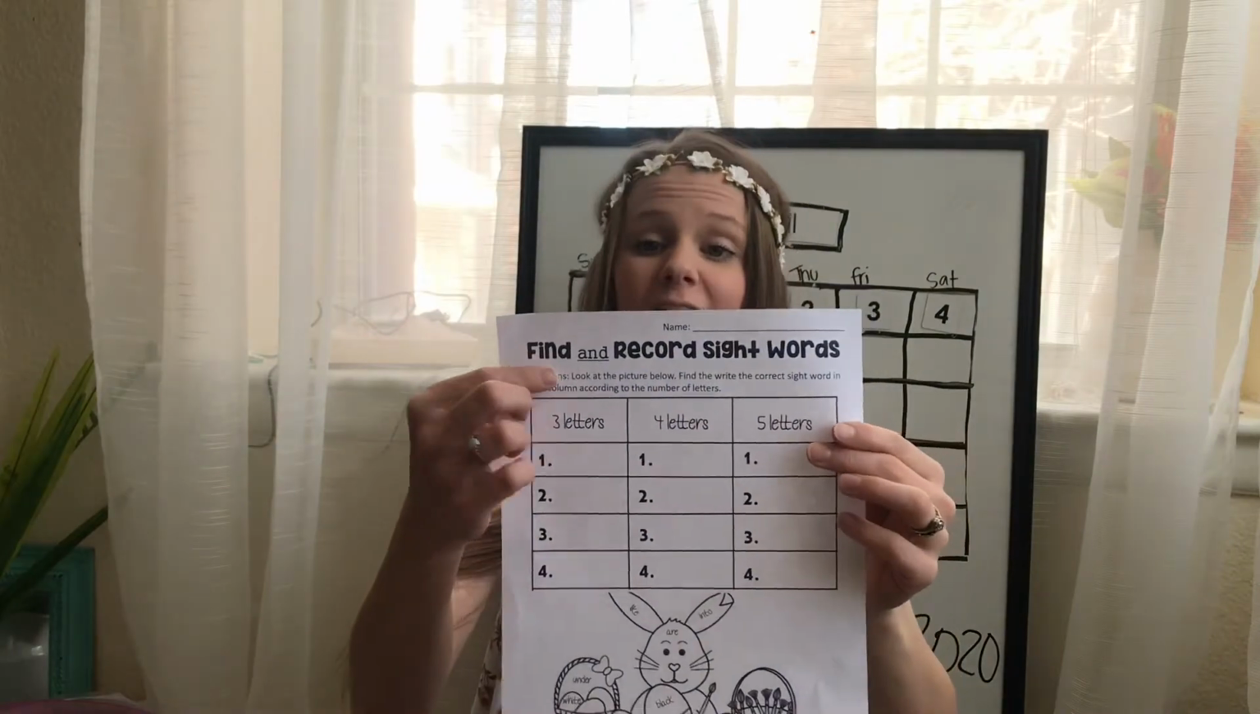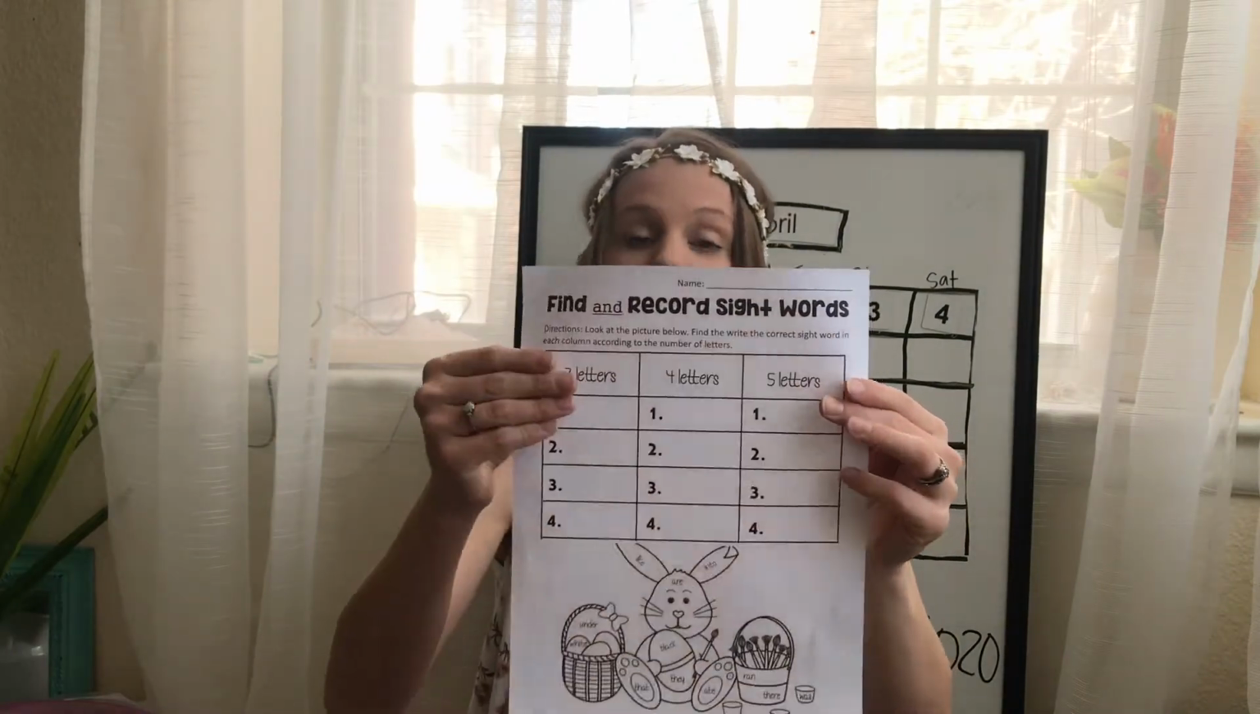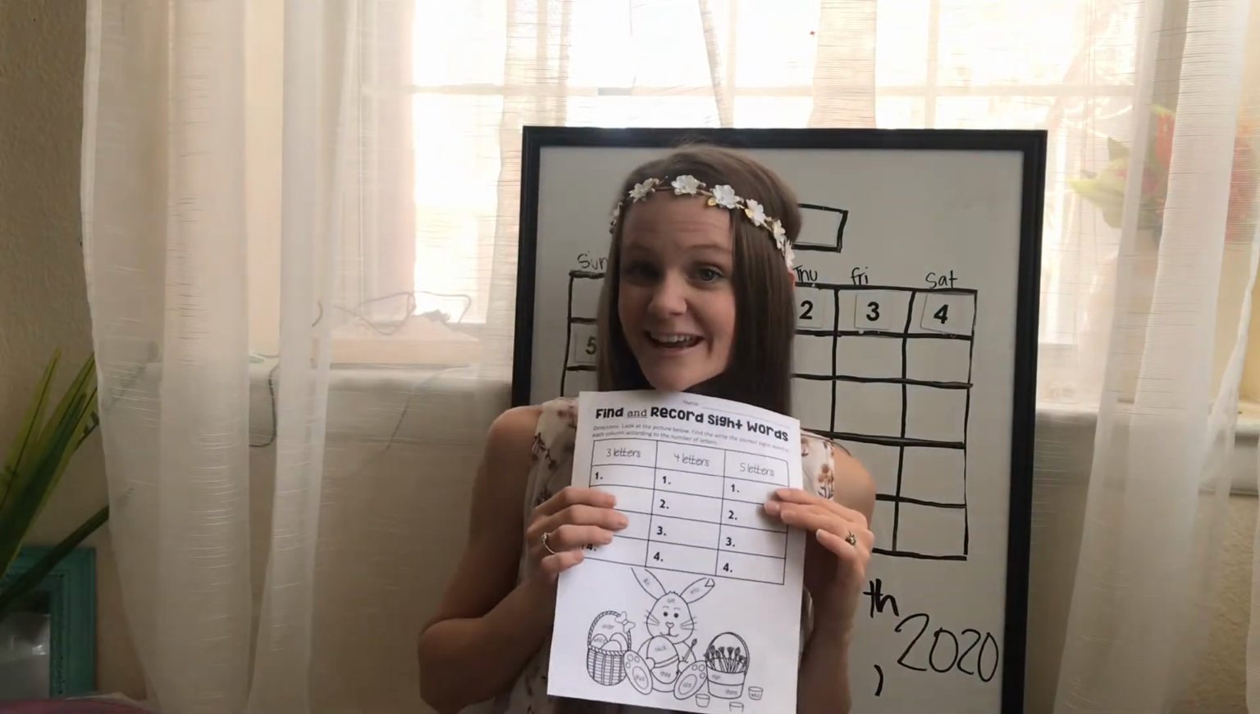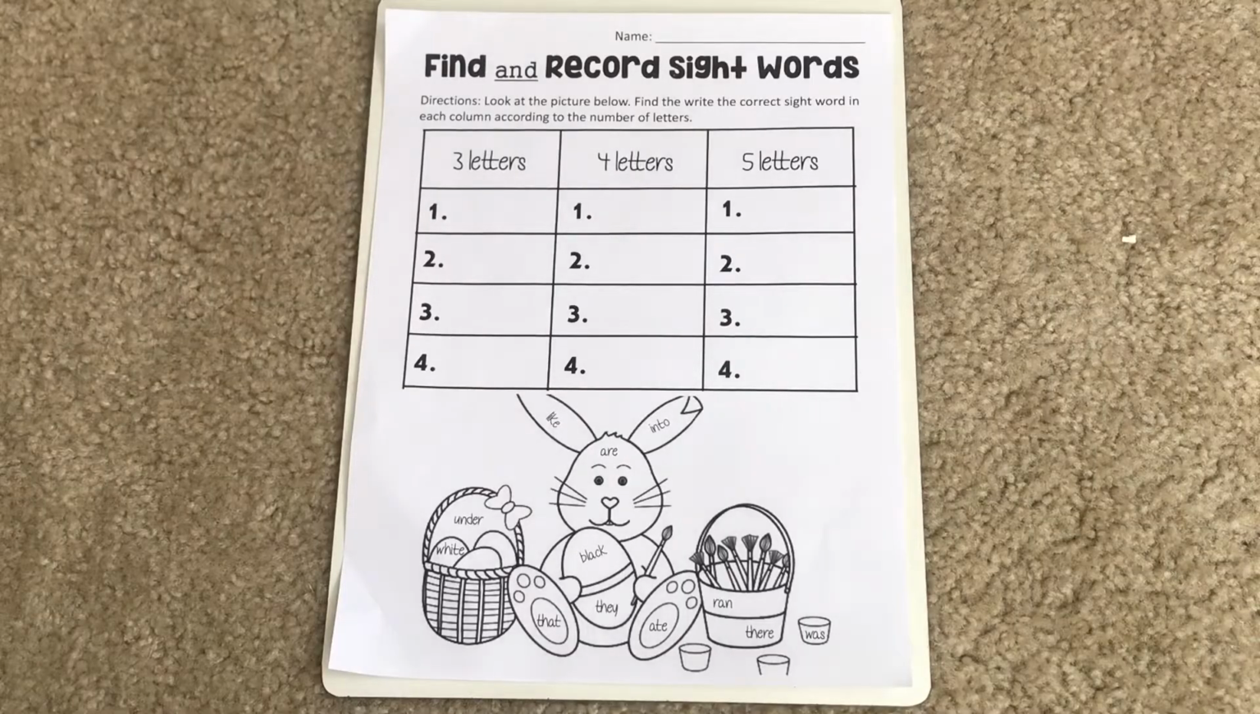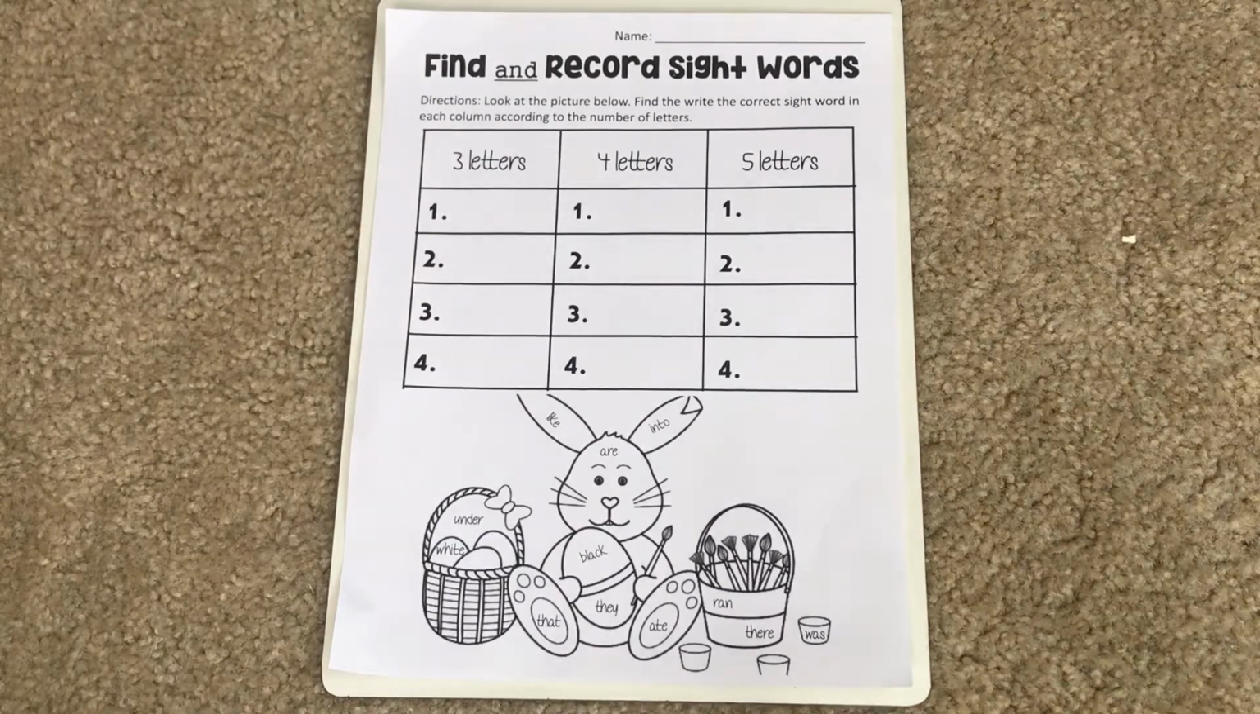So a lot of the words that are on our worksheet we haven't learned yet, but that's okay because today we're just going to be finding them and counting the number of letters that they have. So I want you to go find your worksheet titled Find and Record Sight Words. Go find this worksheet and then come back and we're going to do it together. All right, ready? Go. I have my Find and Record Sight Word sheet out in front of me.